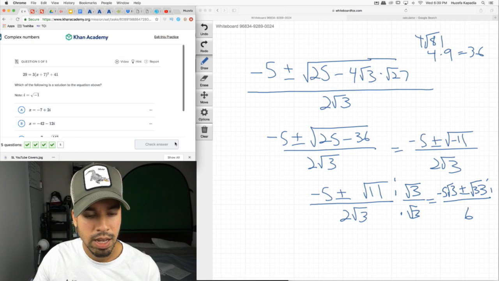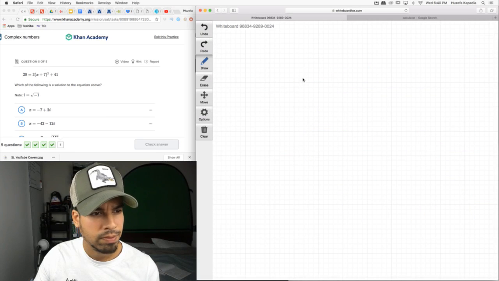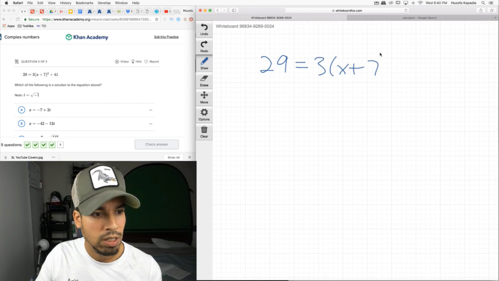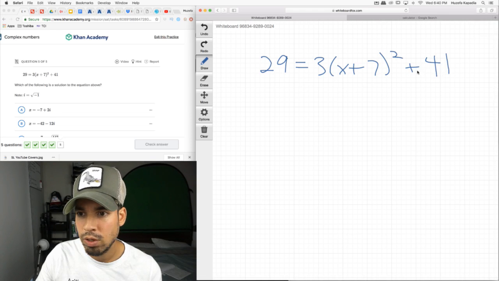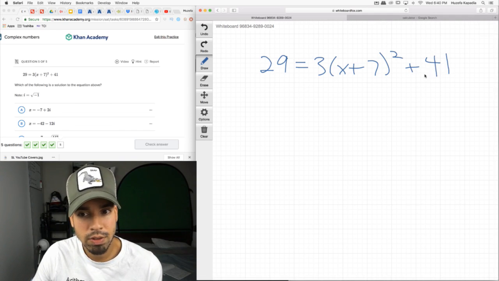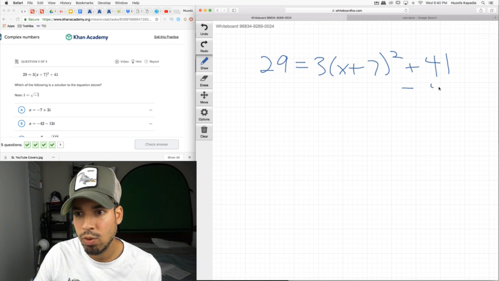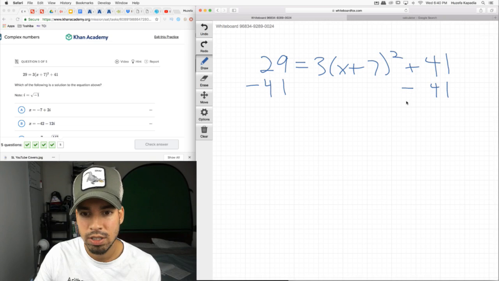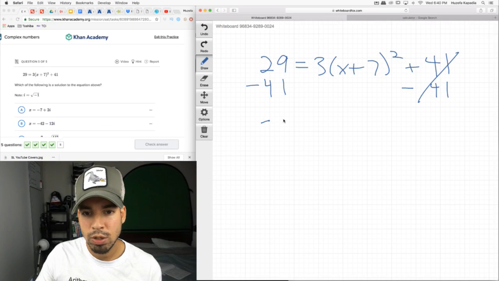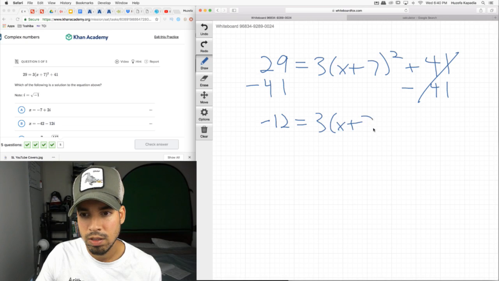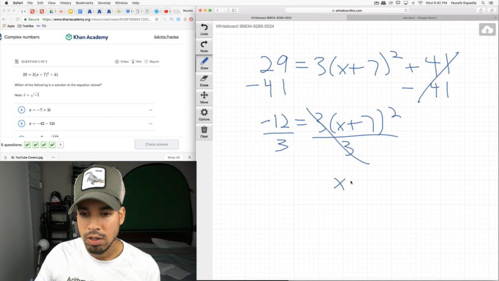Okay, next. Last one, number 5. Which of the following is a solution? Okay, 29 equals 3 times (x plus 7) squared plus 41. My inclination is just to solve for x, so I'm going to subtract 41 from both sides. 29 minus 41 is negative 12. Then I'm going to divide both sides by 3. (x plus 7) squared equals negative 4.